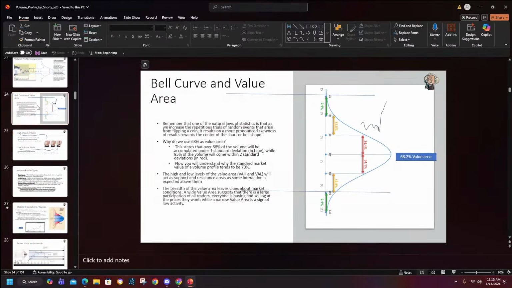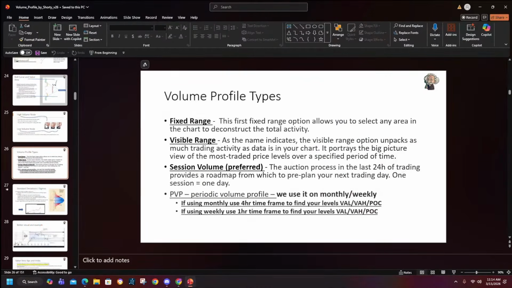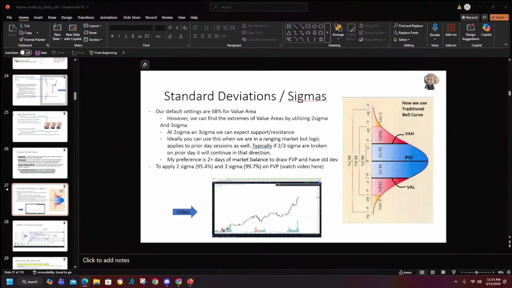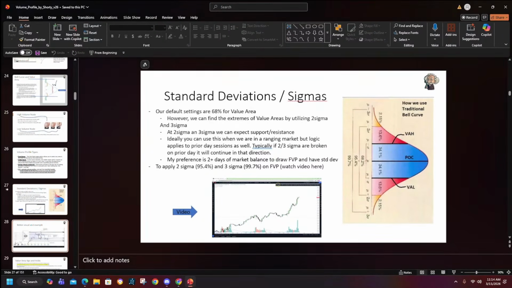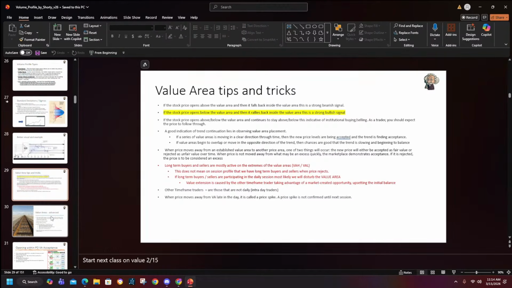If you guys remember, we covered, I would say, the first portion of the volume profile. We covered the basics, the high volume nodes, volume profile types, and the standard deviations, right? We went over that. Let me know if you're not sure about this. Well, if you're new, you won't be, right?